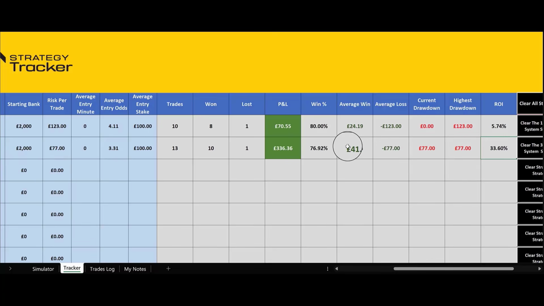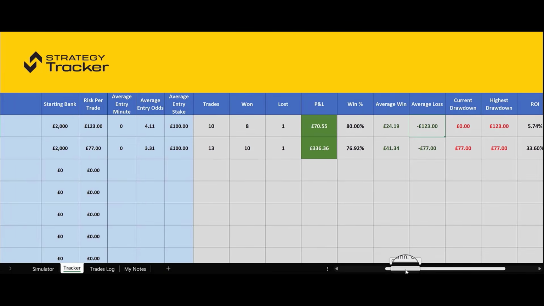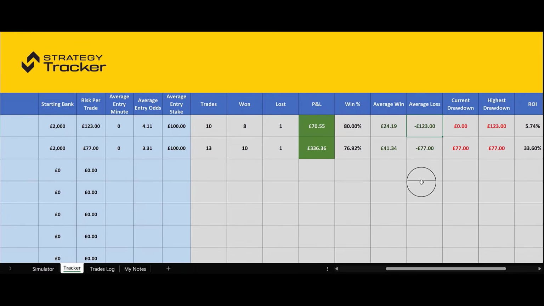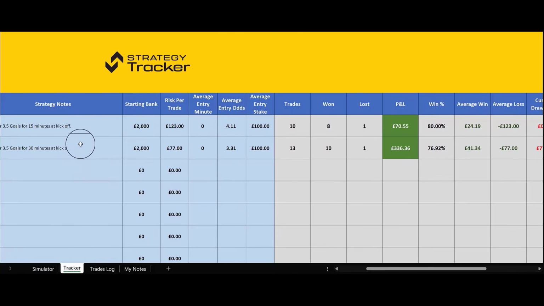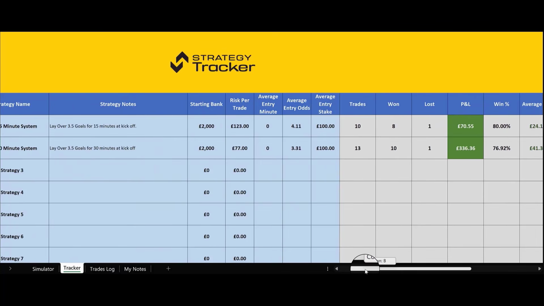Our average win was £41, our average loss was 77. It's a lot more of a sustainable risk reward strategy. If you look here at the average win on the 15-minute system, it was £24, but your average loss was 123. So obviously you would want to test this more and get more data, work out your true average loss and a bit more of a true ROI. I don't see that ROI increasing. As said, I expect there will be more losers with this strategy than we would get on the 15-minute system.